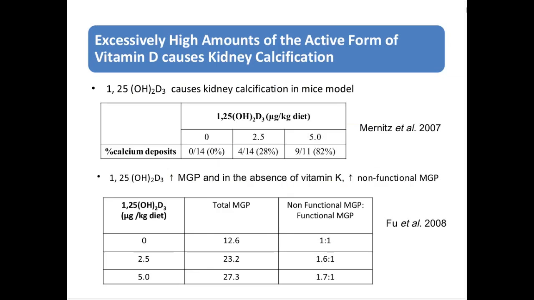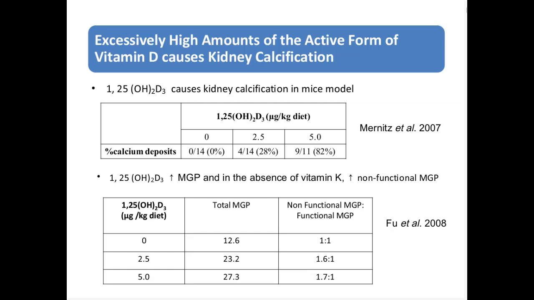So there have been a number of studies that have reported in animals excessively high amounts of the active form of vitamin D causes kidney calcification. And some of these other studies have reported calcification of the arteries. So let me just walk you through this.